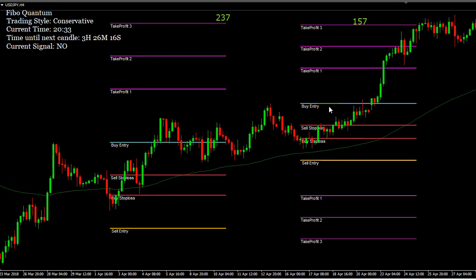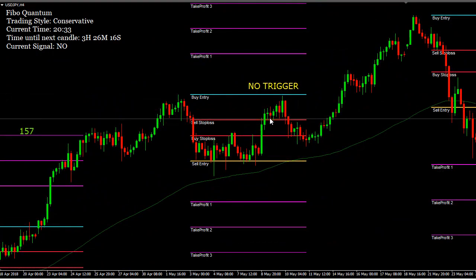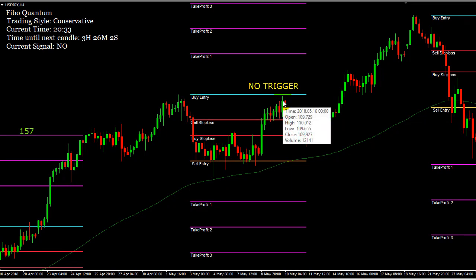And again, another buy entry set up. It's above our line, so it's 157 pips. And then we come over here. There's no trigger on this one. It kind of gets here, but we do have the swing here. You may or may not have taken this trade. I don't know if you would have or not.